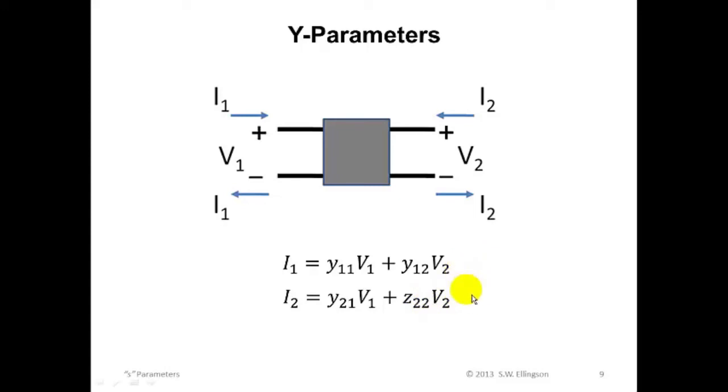Y parameters have units of admittance, which is sometimes referred to as mhos, that is, ohm spelled backwards. And as you might expect, y parameters relate currents to voltages, whereas z parameters related voltages to currents. Otherwise, y parameters are quite similar to z parameters, and in fact, it's straightforward to convert back and forth between the two.